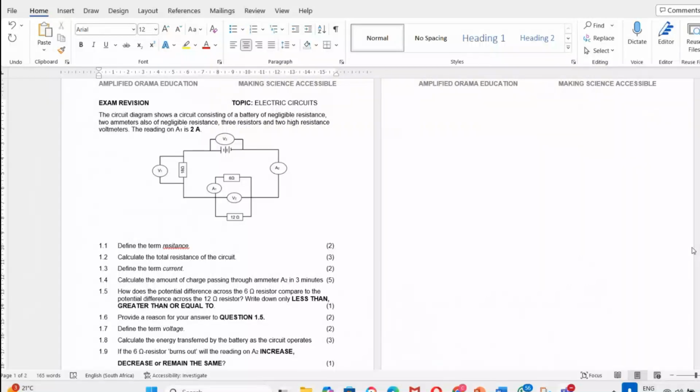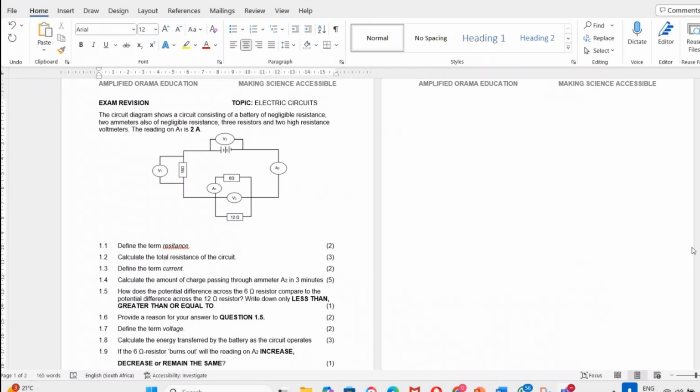Today we are looking at grade 10 electric circuits. Please pause the video and try the question on your own. The question reads: the circuit diagram shows a circuit consisting of a battery of negligible resistance, 2 ammeters also of negligible resistance, 3 resistors, and 2 high resistance voltmeters. The reading on A1 is 2 amps.